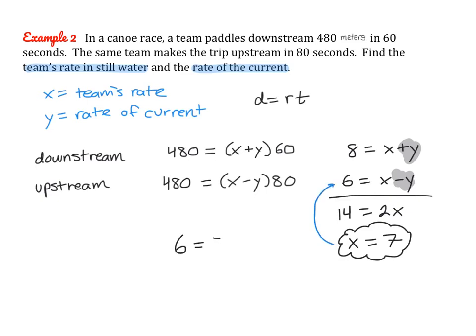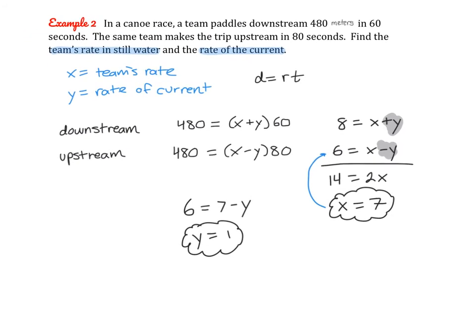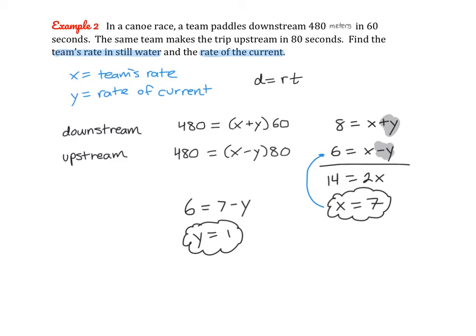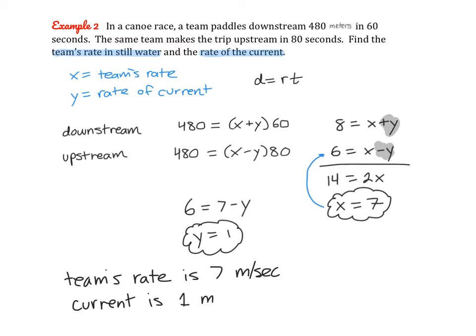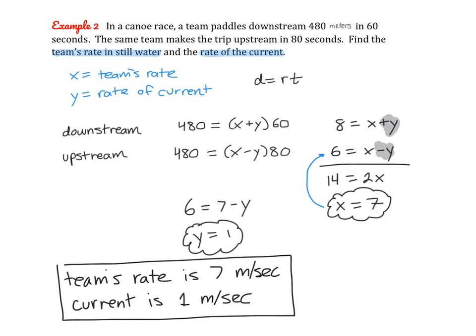So 6 equals 7 minus y, so y equals 1. So now if we go back and we look at how we define x and y, x is the team's rate, so we can say the team's rate is 7 meters per second, and y is the rate of the current, so the current is traveling at 1 meter per second. And there you have it.